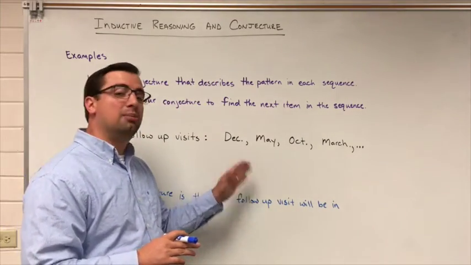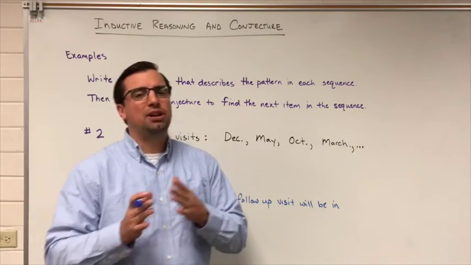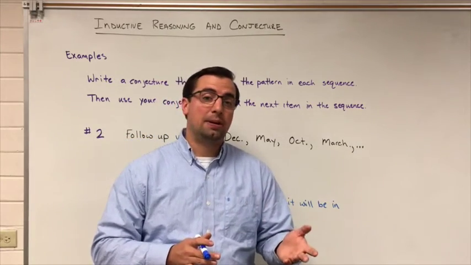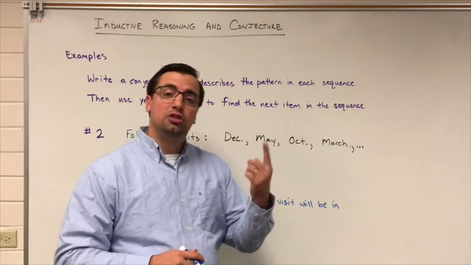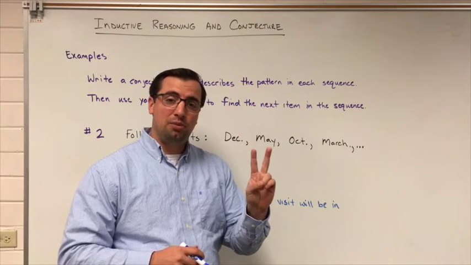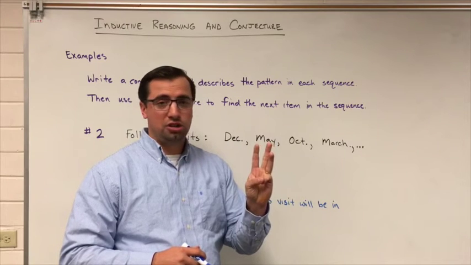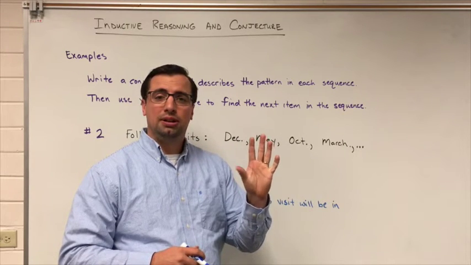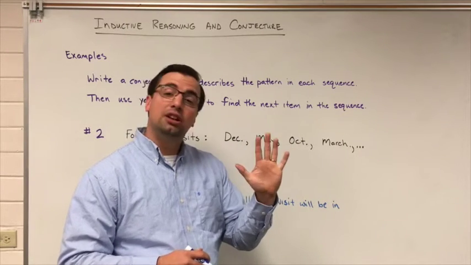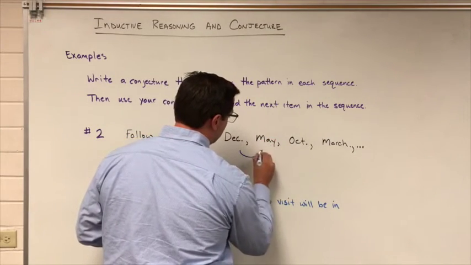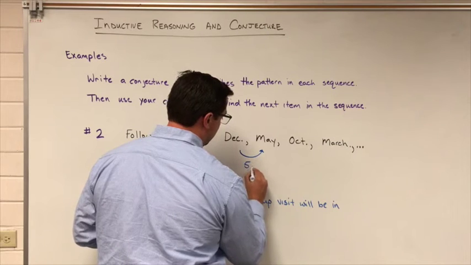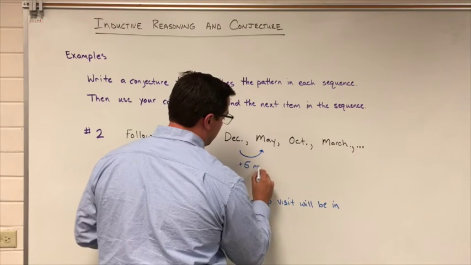Let's start with December and let's just count how many months it is until May. So we'll start with December. January, February, March, April, May. Okay, that took us 5 months. So I'm going to write from December to May, 5 plus 5 months.